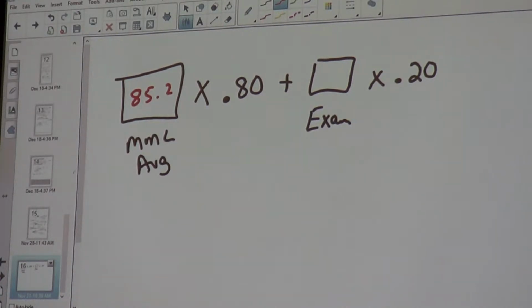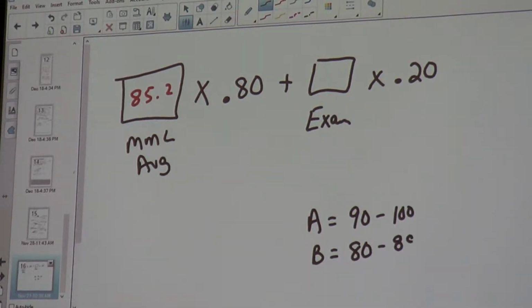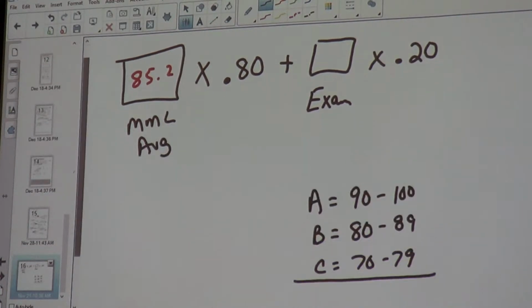Some of y'all are really freaking out, and I realize you have other classes. So what we need to talk about is, to make an A in this class, you have to have a 90 to 100. A B is an 80 to an 89. A C is a 70 to a 79. Now, some curriculum will let you make a D in your class because this is a terminating math class. So you can make a 60 to a 69, but we really want to pray for a C or higher.